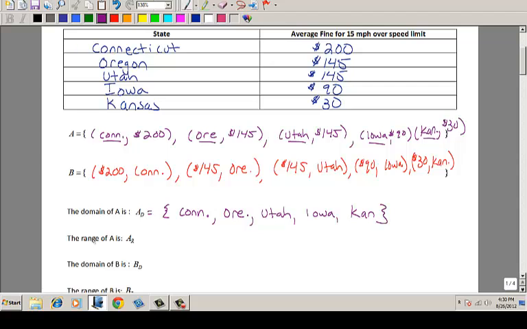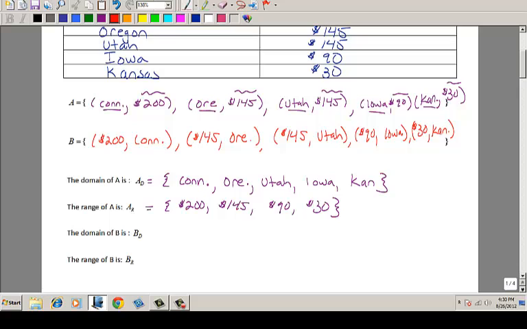The range or output values of relation A is going to be all your second elements. In this case, $200, $145, $145. Notice that we have two elements with the exact same value. You only write it once. $90, $30. So the range for relation A will be $200, $145. Remember, I only need to write that once because it's not a different number. $90 and $30.